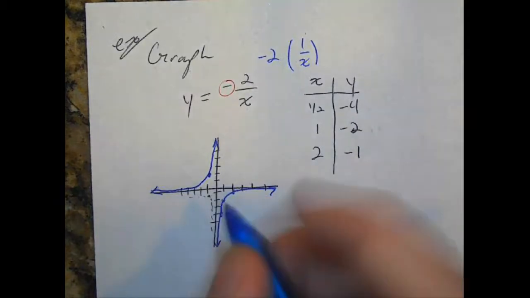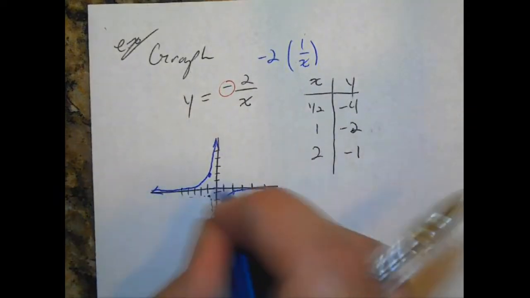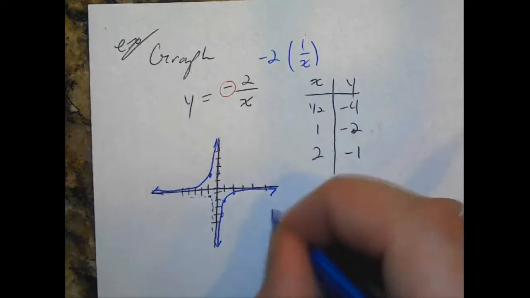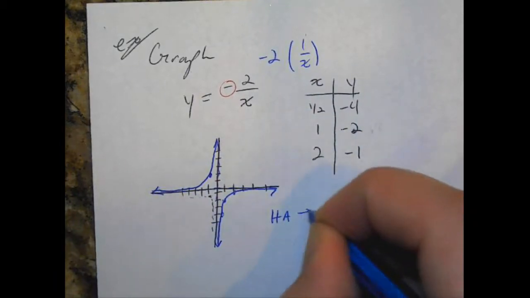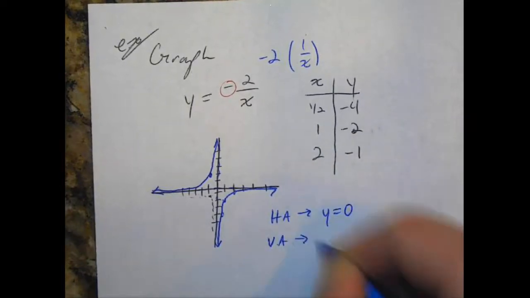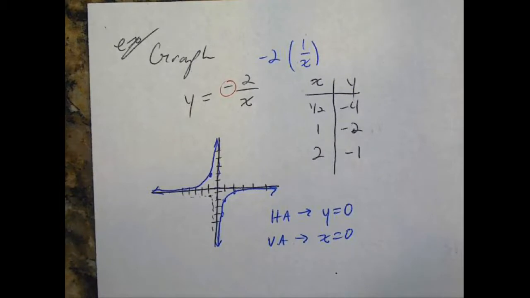For our asymptotes, this did not move up, down, left, right, anything like that. So they stay exactly where they are. Our horizontal asymptote is still at y equals 0. Our vertical asymptote is still when x equals 0. The domain and range have also not changed. They're going from negative infinity to 0 and 0 to infinity.